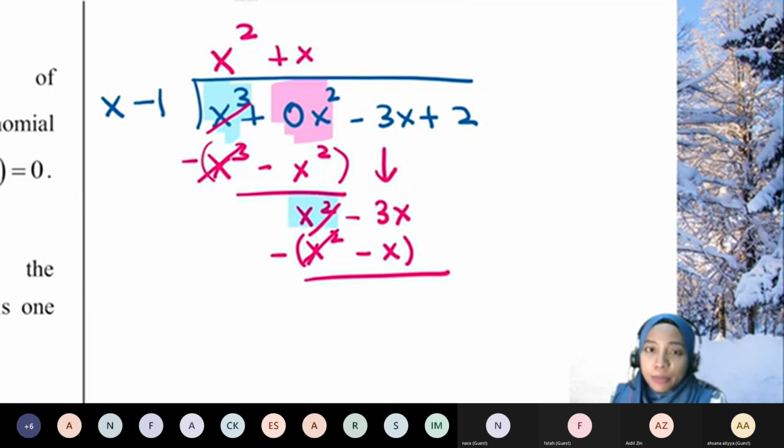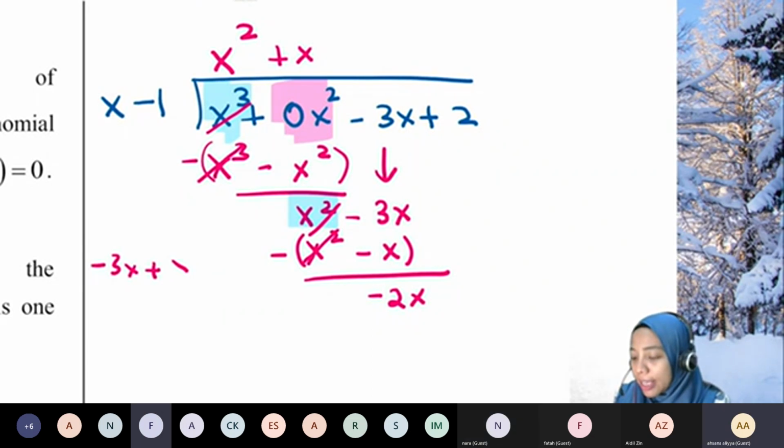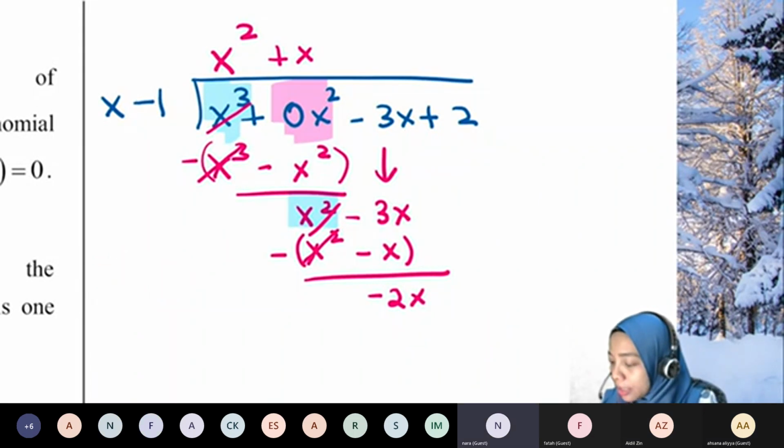Okay, always buat bracket lah supaya you nampak. Negatif, positif. So negative 3 plus 1. So dapat? Negative 2. Betul tak you all? Negative 3x tambah dengan x dapat apa? Negative 2x. Okay, and then turunkan. Turunkan siapa? Tambah 2 tu. 2.